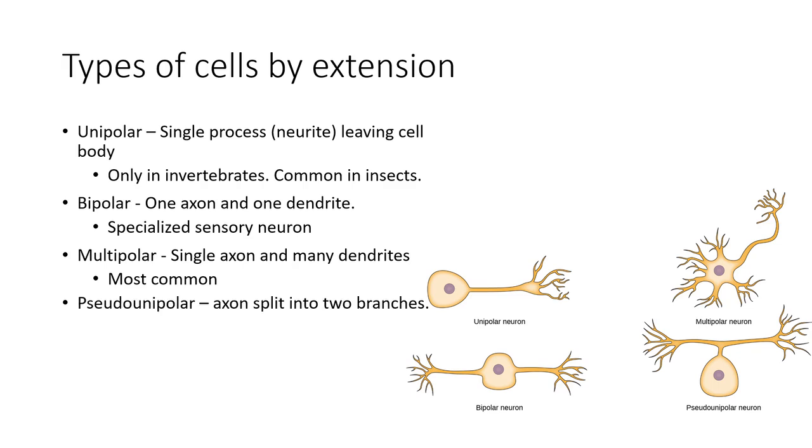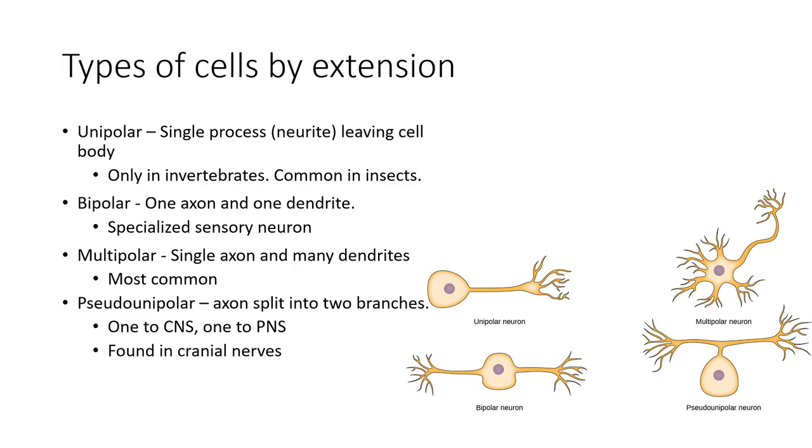And lastly, we have a pseudounipolar neuron. So this is basically where we have an axon that is split and has two branches. So we have our cell body, and then we have the axon here leaving, but then the axon splits. These types of neurons are very interesting in that one branch of the axon is going to the central nervous system, whereas the other is going to the peripheral nervous system. So one branch is going to either the brain or spinal cord, CNS, and the other branch is going to the peripheral nervous system or some sense organ.